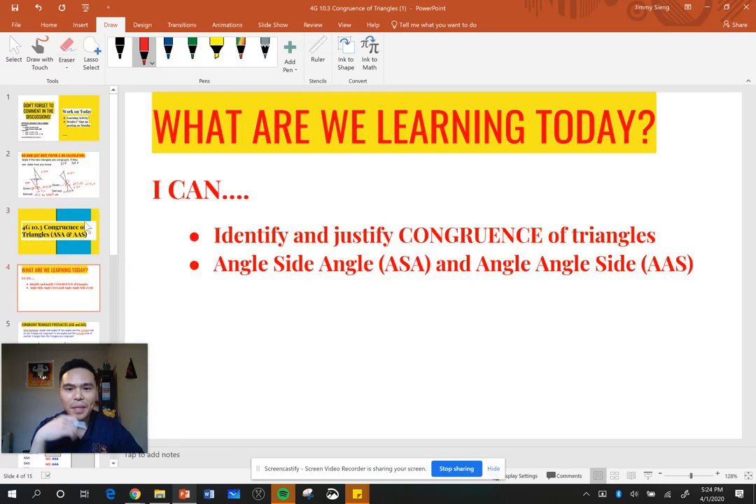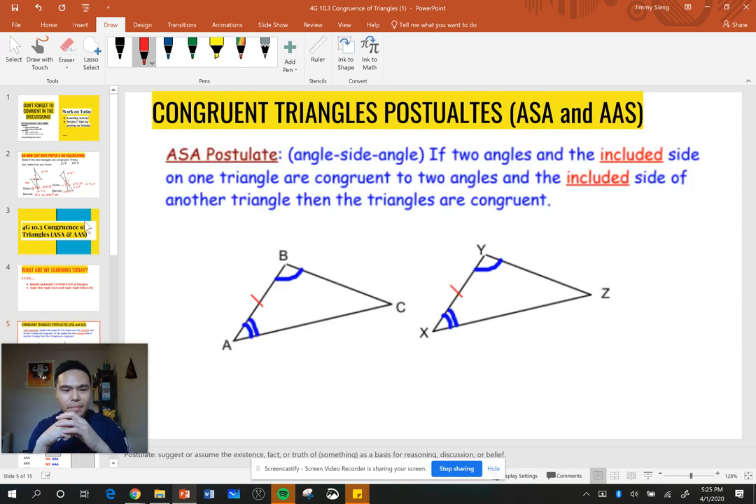Today you should be able to learn about identifying the congruence of triangles. Congruence means the same, trying to figure out what matches with the two triangles. Today you'll learn about angle, side, angle, and angle, angle, side. So angle, side, angle: here we have two triangles. We know that's angle, side, angle if the two angles and the included side on one triangle are congruent to the two angles and the included side of another triangle. We call that angle, side, angle.